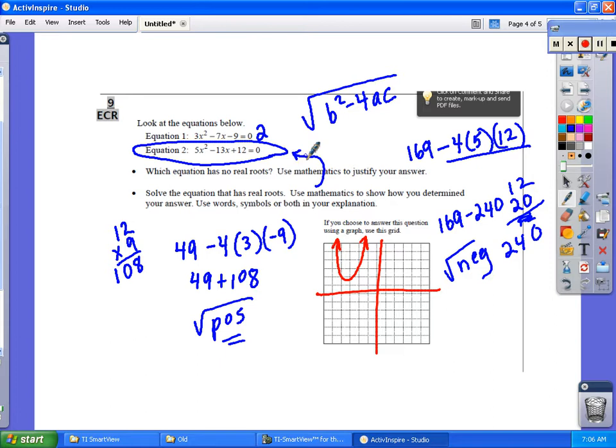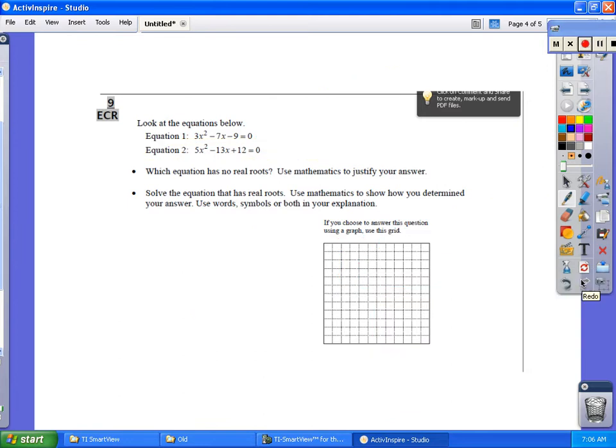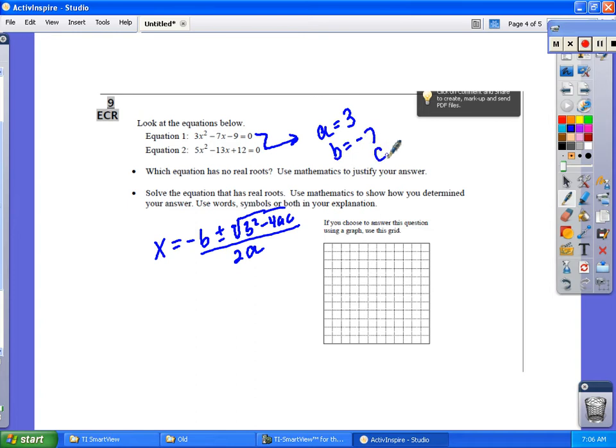And then it says solve the equation that has real roots. So let me go ahead and erase this real quick. Again, if you wanted to, you can graph this to show the roots. You can factor. Actually, I'm sorry, this one is factorable, but I'm not even going to try because the quadratic formula is so much easier. Just writing my quadratic formula so I remember. And then also I'm going to make a little note that a is 3 in this problem, b is negative 7, and c is negative 9.